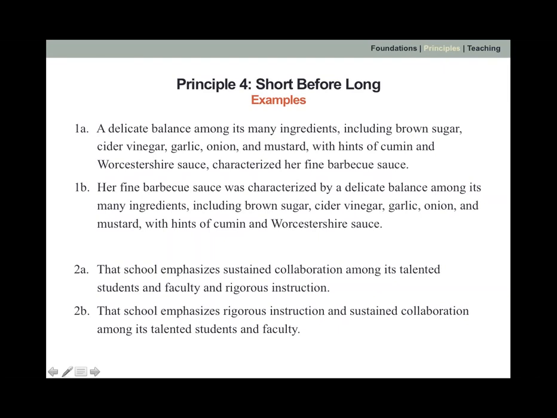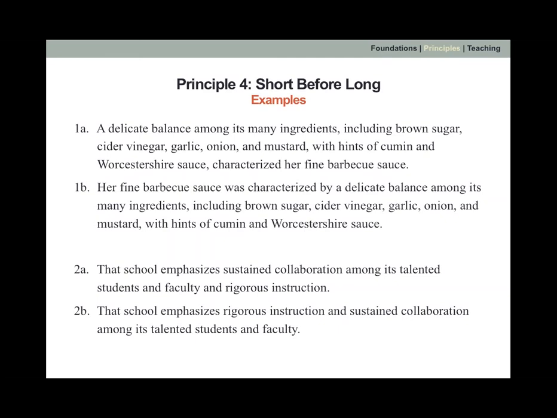If we reverse that, we get a much clearer sentence. Her fine barbecue sauce was characterized by a delicate balance among its many ingredients, et cetera. We can also feel, even when we don't have trouble understanding a sentence, if we violate this principle of moving from short to long, we can end up with a sentence that feels awkward.